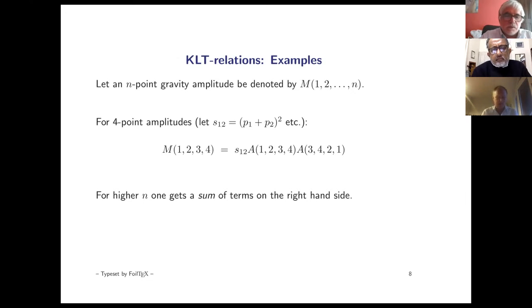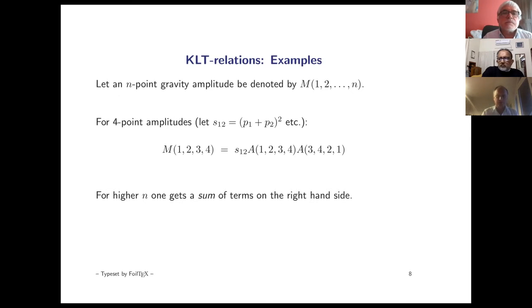These are bosons, and therefore they can be exchanged. So it's a symmetric amplitude, but it can be written as a product of 2 Yang-Mills amplitudes, as shown on the right-hand side. The factor in front is, in this case, just the standard Mandelstam s variable. We call it s12, because it can be generalized to higher-point functions.